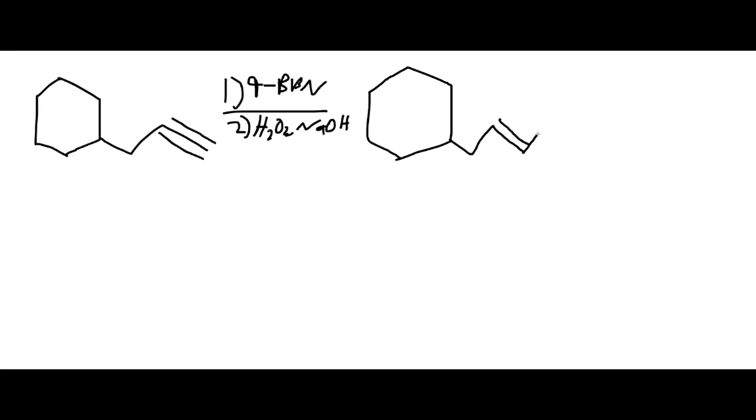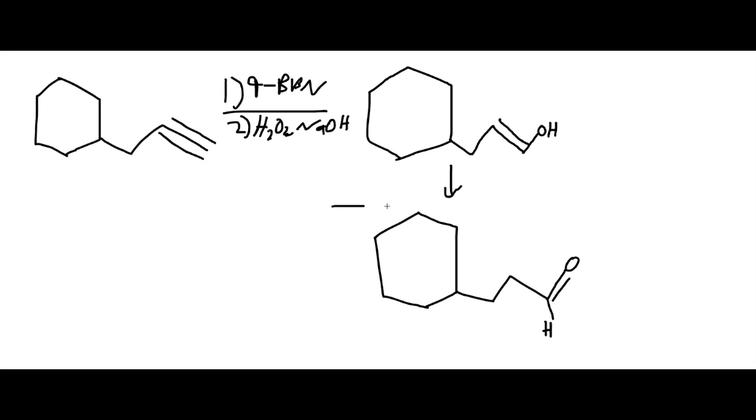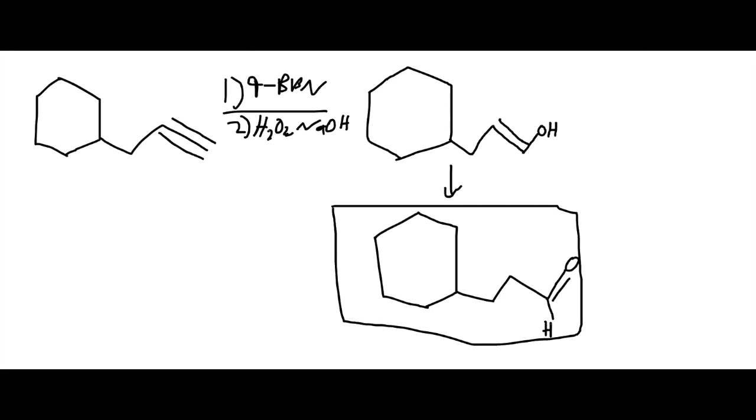So we would have the OH on the carbon that has the least amount of substituents. We have the enol formed, and from here we would make it into an aldehyde, because it's a terminal alkyne. The hydrogen is coming off the same carbon. So this is our final answer, the major product for this problem. Okay, let's try another example.